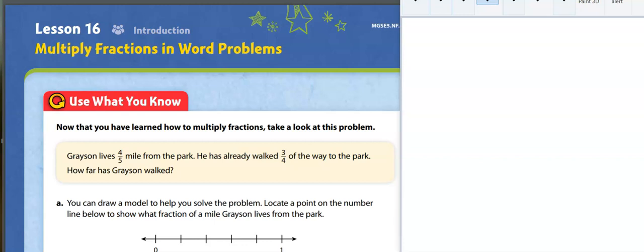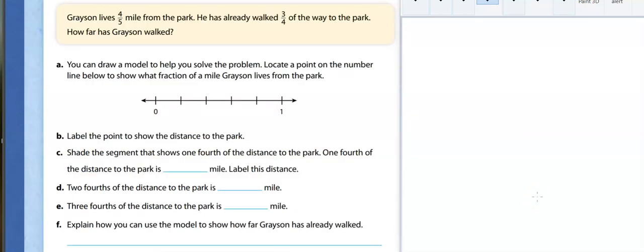Solve real-world problems involving multiplication of fractions and mixed numbers by using visual models or equations to represent the problem. So at the end of this lesson, you will be able to use number lines, picture models, and area models to help you multiply fractions. So let's get started. Let's read the first question.